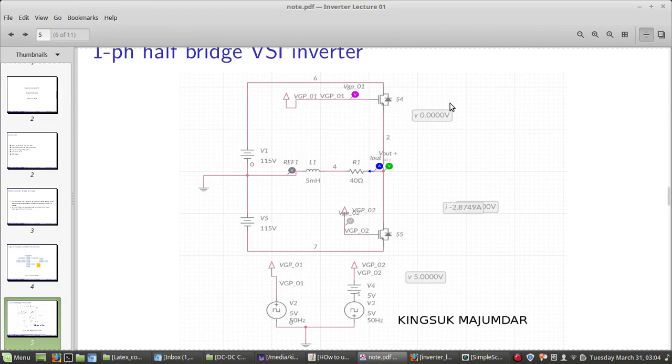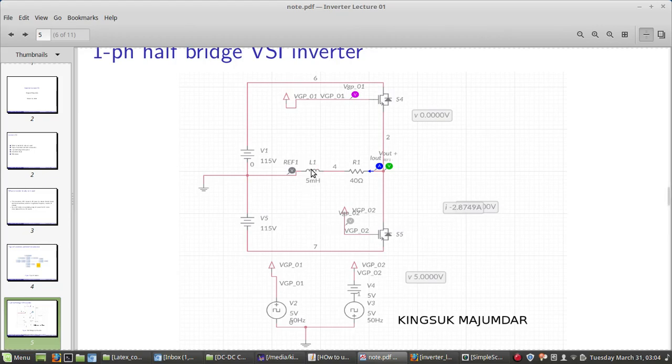Always remember the golden rule. Suppose it is a leg: never turn on both switches of the same leg at a time, otherwise the source will see a dead short circuit. Right?